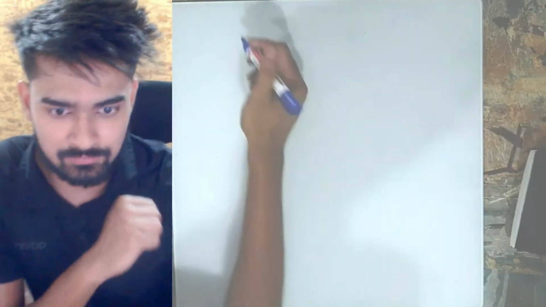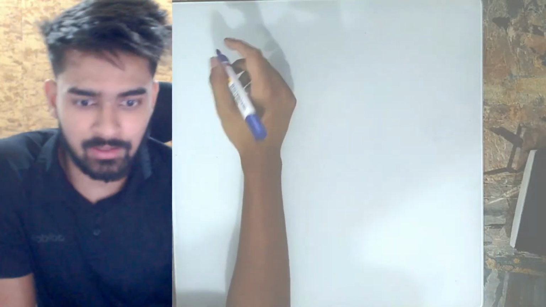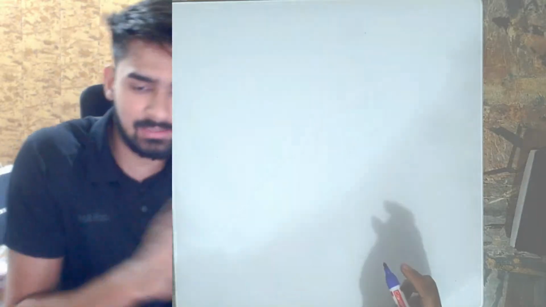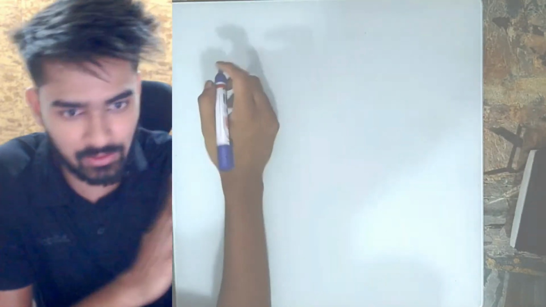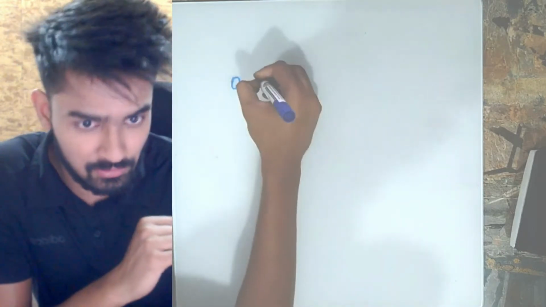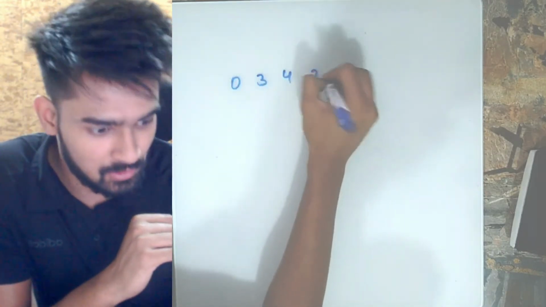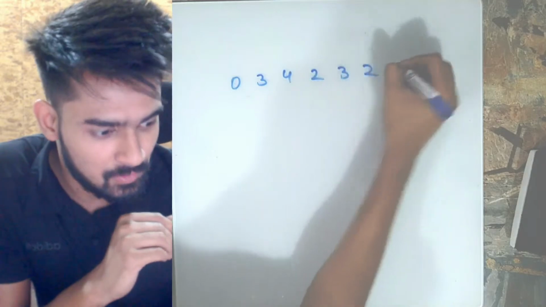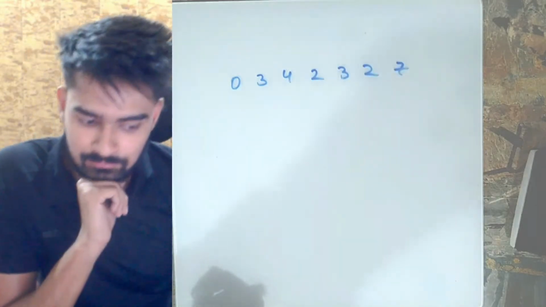Can you do it without knowing the initial sequence? Okay, let's do it without knowing the initial sequence. It's actually difficult to explain without it, but okay, let's do it. So we have 0, 3, 4, 2, 3, 2, 7.